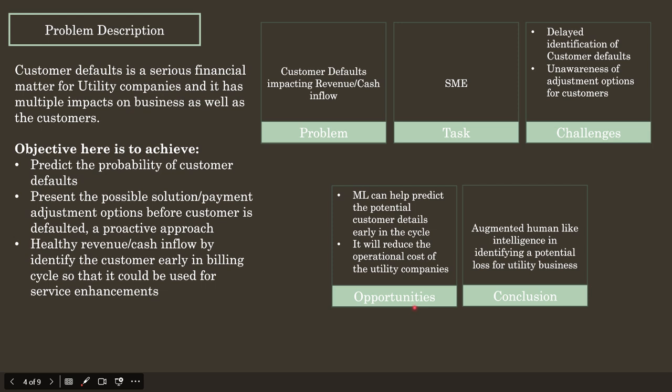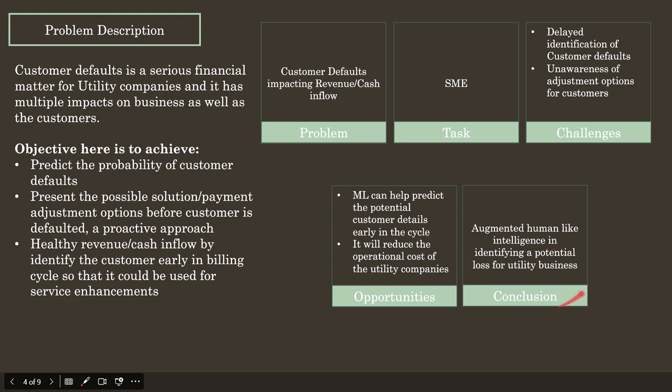So what are the opportunities? As I said, building an ML model to identify those potential defaults, and we reduce the total operational cost for the utility company, either in the form of not putting in money in the recovery aspect, and not taking a 100% hit of non-payment, rather having partial non-payments. So this sort of approach will help those companies to identify and come up with a plan.